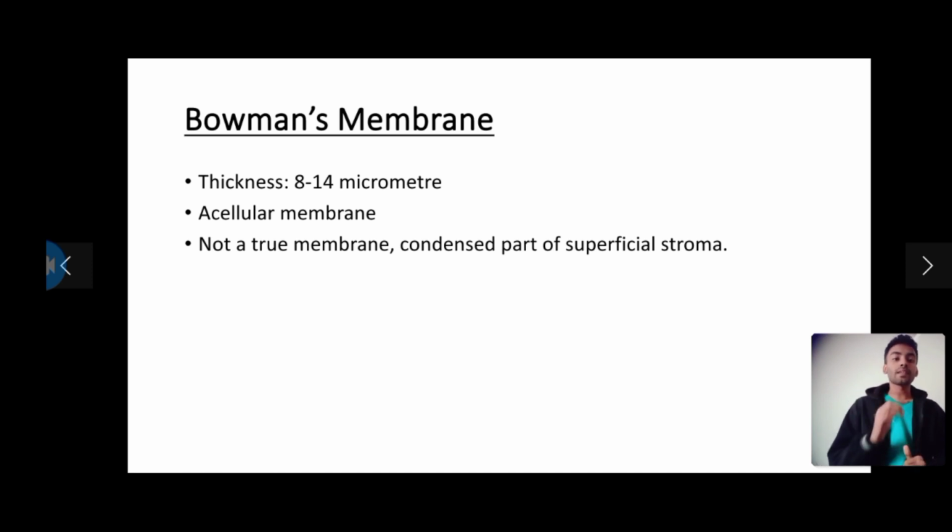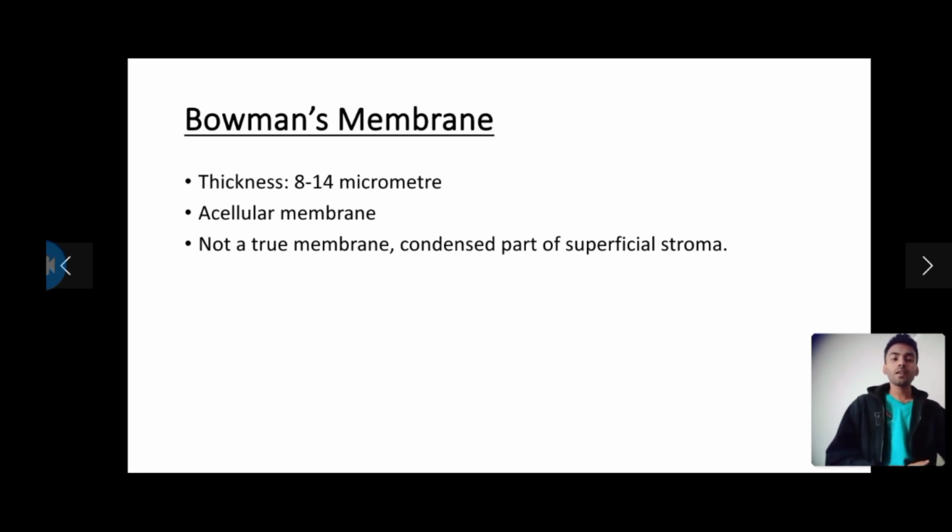This means when there is any injury or trauma due to which there is loss of the epithelium and loss of the Bowman's membrane. The epithelium can regenerate, as the columnar cells of the epithelium can undergo mitosis and make new cells. But the Bowman's membrane has no cells, so there is no mitosis, so there is no regeneration of the Bowman's membrane once it is destroyed.